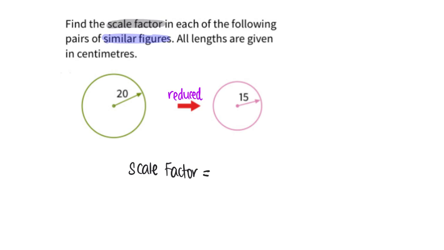And also take note, for the scale factor, it is important to use the reduced length over the original length. So in this case, it's 15 over 20. That will give me a value of 3 over 4, which is smaller than 1 because it is reduced.